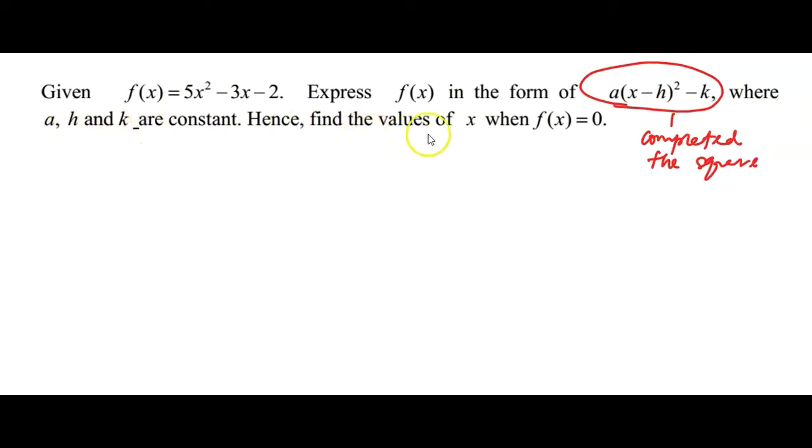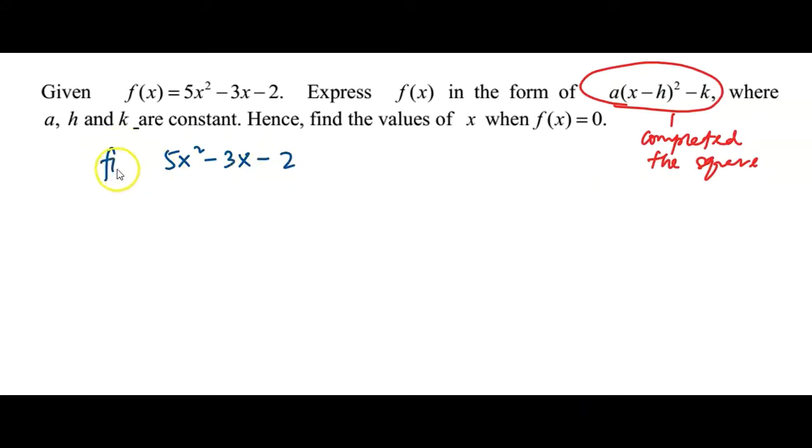Hence, find the values of x when f(x) equals 0. In short, this question asks us to use the method of completing the square to solve the equation f(x) equals 0. But it guided us to use completing the square to write this into this form first. So to do the completing the square, firstly, copy down the expression.